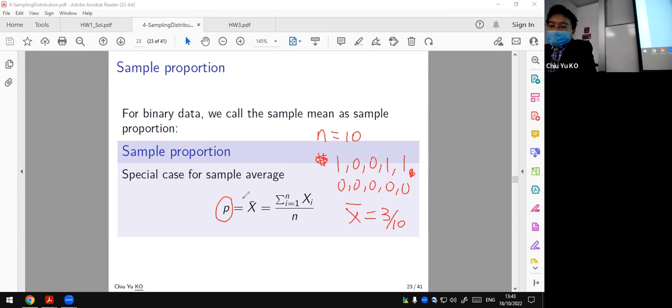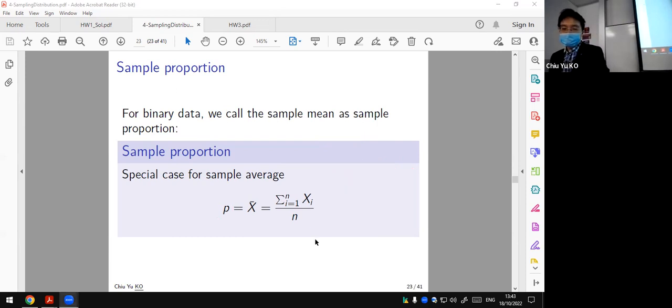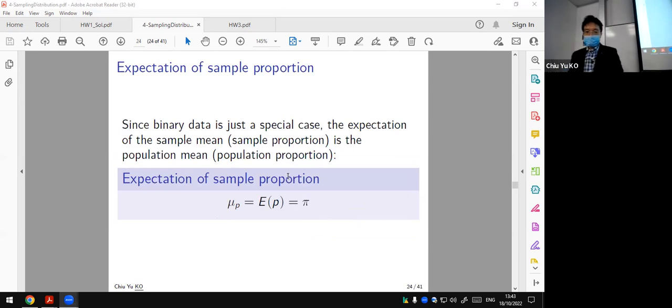Suppose the data is the number of people who like cats. You got 3 people who like cats and 7 who don't, so P is just 0.3, because it's 3 over 10. This is the same as adding all up and dividing by n. The sample proportion is just the sample mean, no difference. Is that okay?